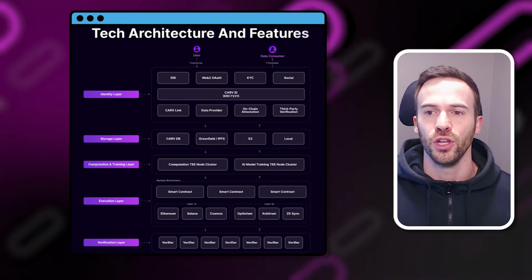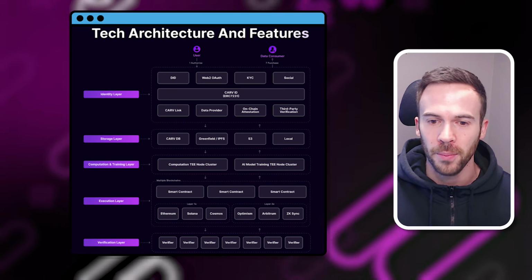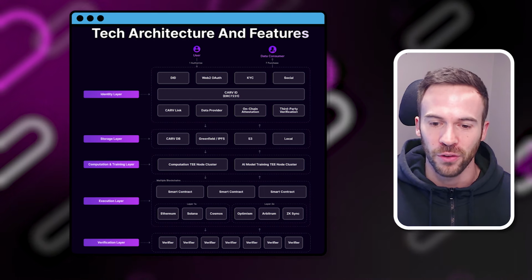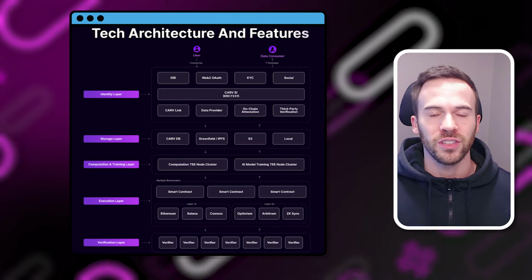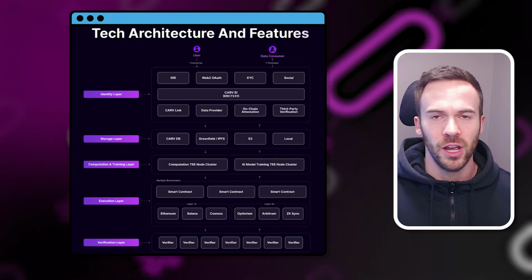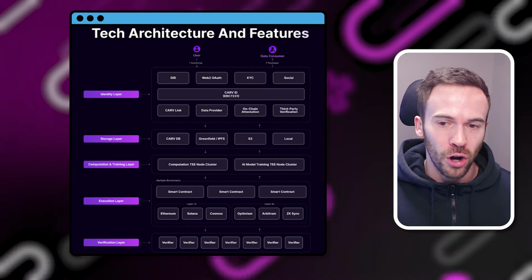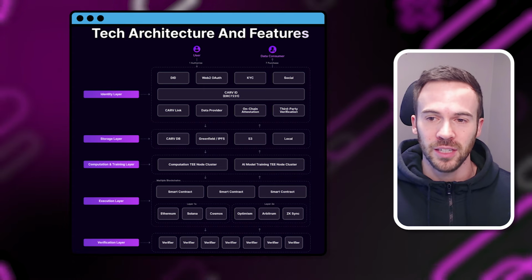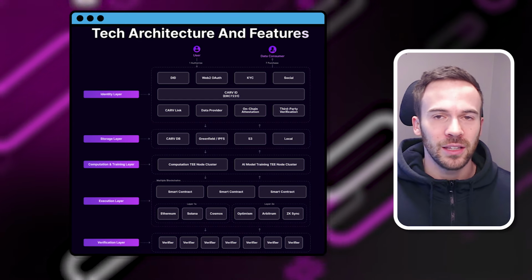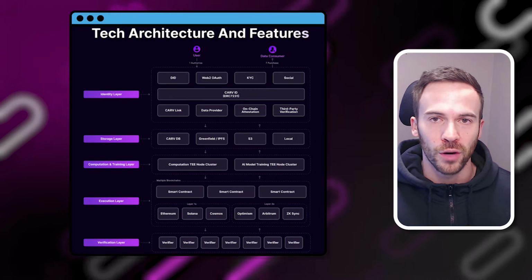Because if we take a look at this, you have your identity layer, your storage layer, your computation and training layer, the execution layer, and the verification layer. Of course, if we're talking about nodes, we are going to be looking at the verification layer. So for those looking to run one of these nodes, you are going to be participating in this ecosystem, making it more decentralized and basically participating in the verification layer of Carv's protocol.